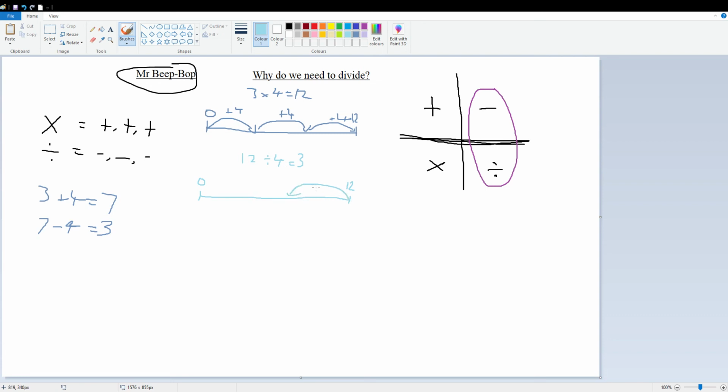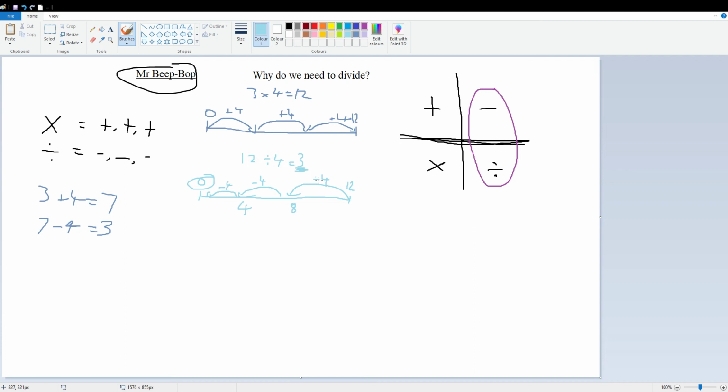We subtract 4 here, and we get to 8. We'll keep track of this under here. Subtract 4 again, get to 4. Subtract 4 again. We've got back to 0. So we're subtracting 4 three times, and that's what we're actually measuring when we're dividing a number. That's what division actually is. It's just subtracting a bunch of times, and seeing how many times you can subtract something before you get to 0.